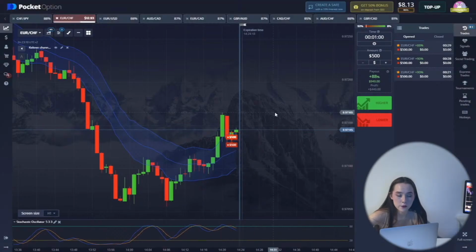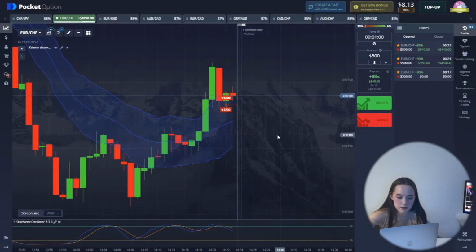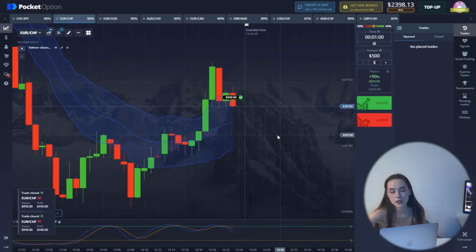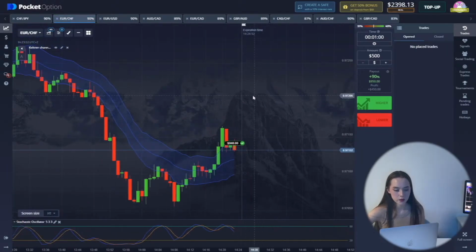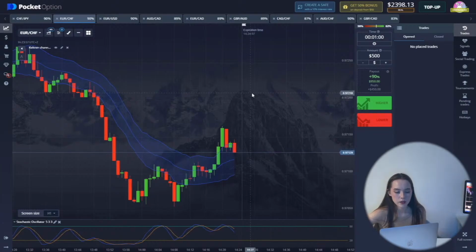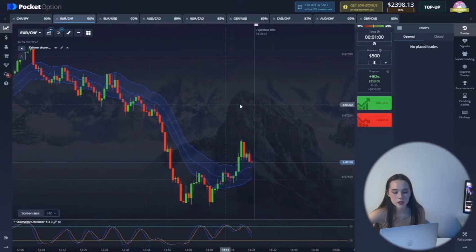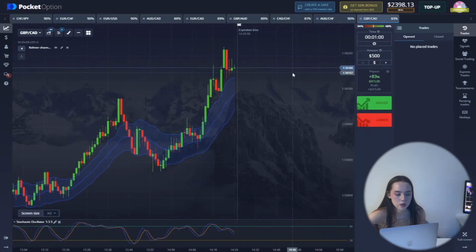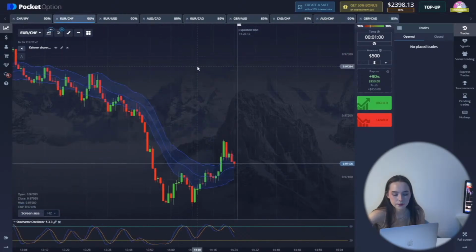So the first deal went to zero. It's not bad. The last one flew into the plus, and the balance is already $2,398, and we started with only $158. I think we will accelerate the balance to 3,000, and we will not stop here for today. I don't see a good entry into the deal yet.